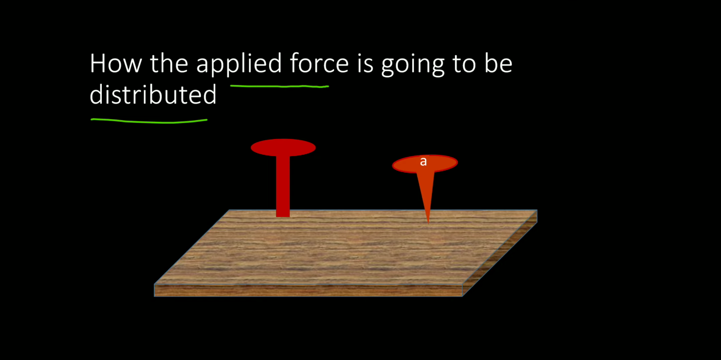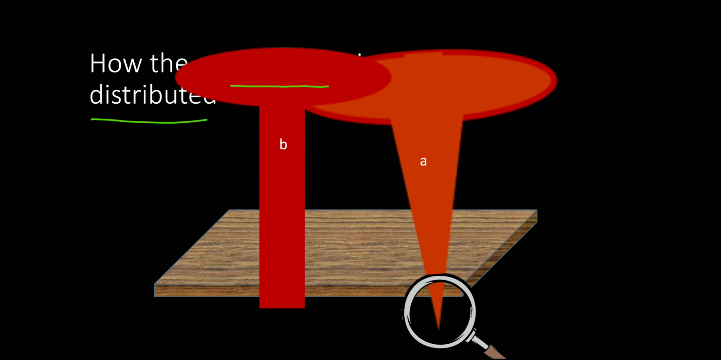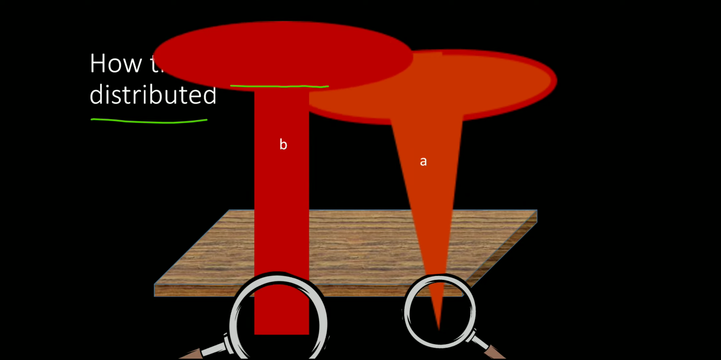On nail A, it is applied on this much area. Let us zoom in. And on nail B, it is applied on this much area. Let us zoom in. That is why nail A penetrated deeper. It means there must be some relation between the applied force and the area.